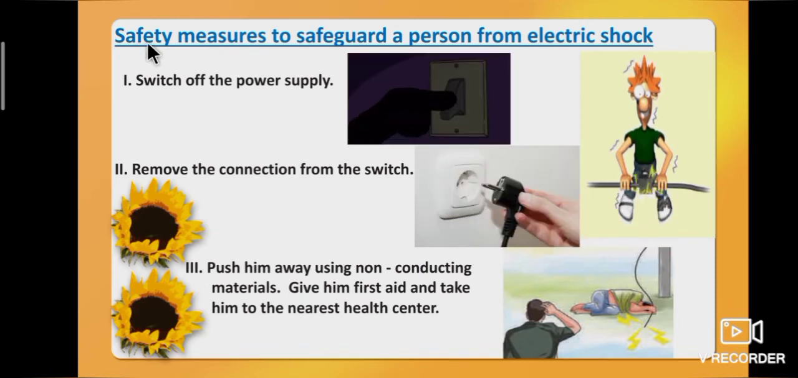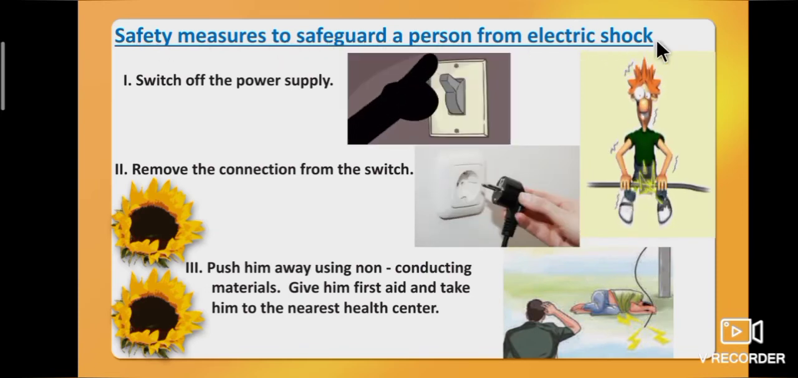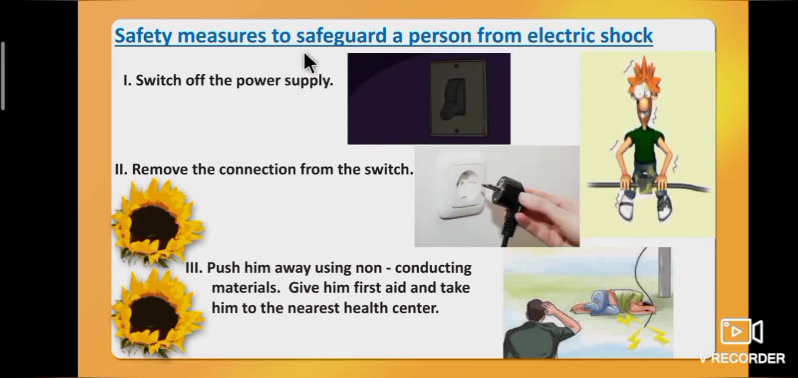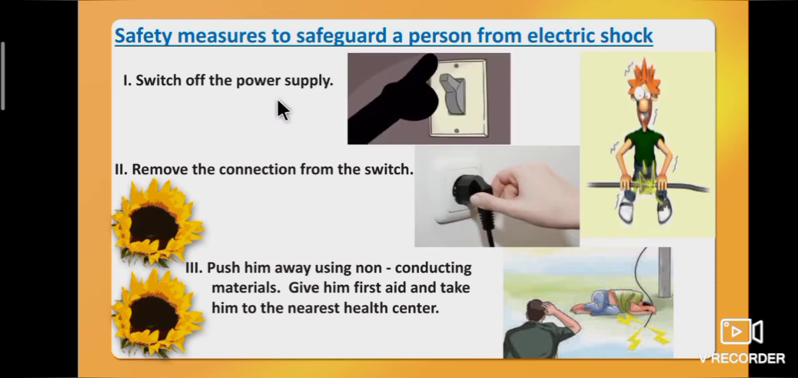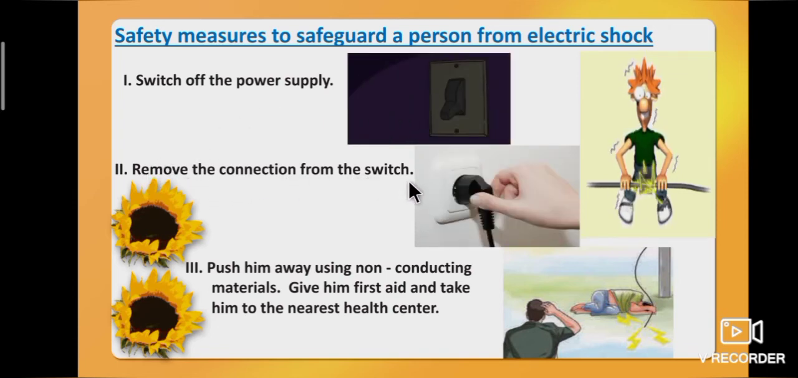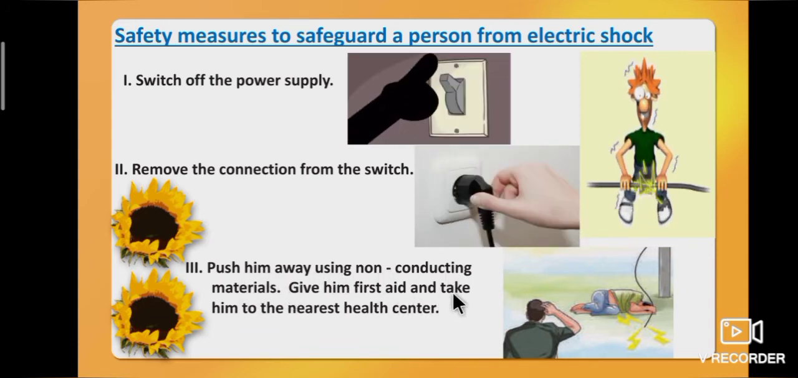Now we will learn about safety measures to safeguard a person from electric shock. If an electrician or any person got electric shock, what will you give the first aid? First, switch off the power supply. Second, remove the connection from the switch. After that, push him away using non-conducting materials. Give him first aid and take him to the nearest health center.